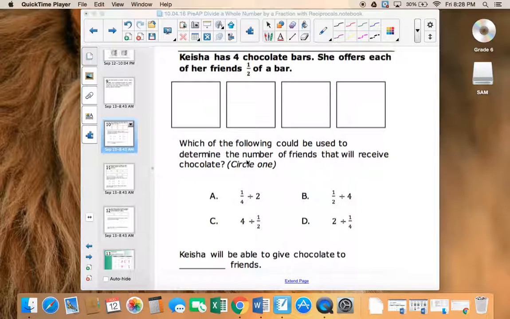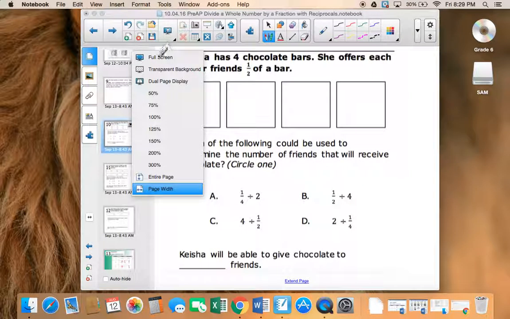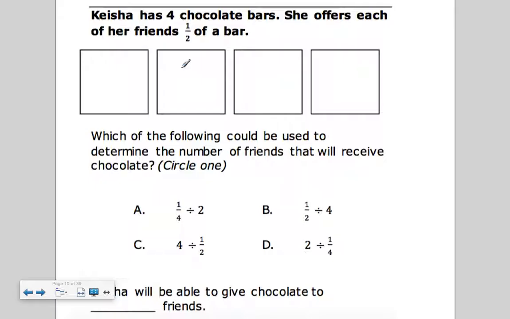How do you divide a whole number by a fraction? Keisha has 4 chocolate bars. She offered each of her friends half of a bar. So, here are her 4 chocolate bars. She started with 4 bars and is dividing them into halves. So 4 ÷ 1/2 is how you write it as an expression.